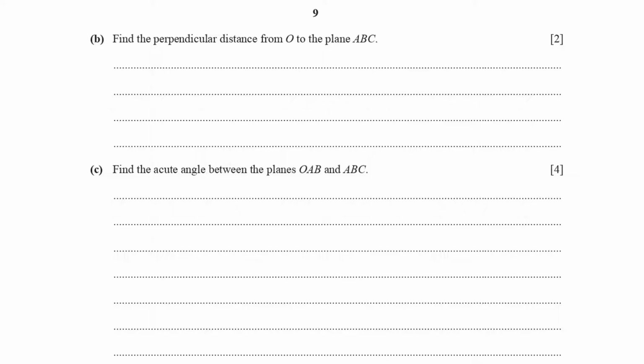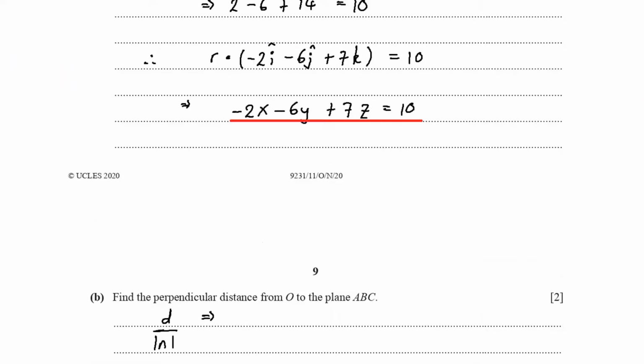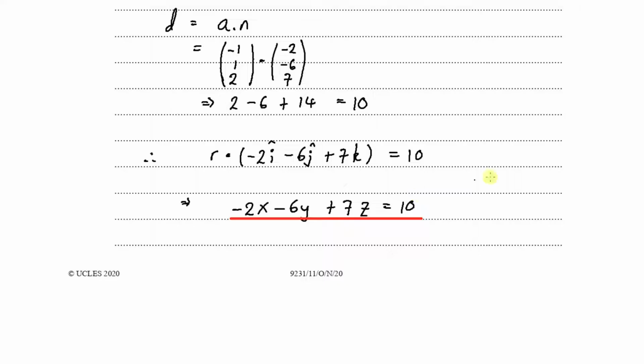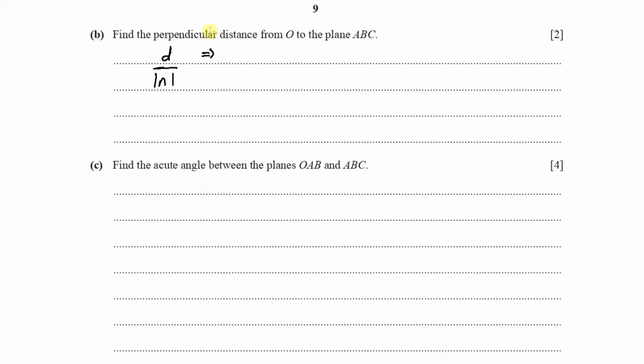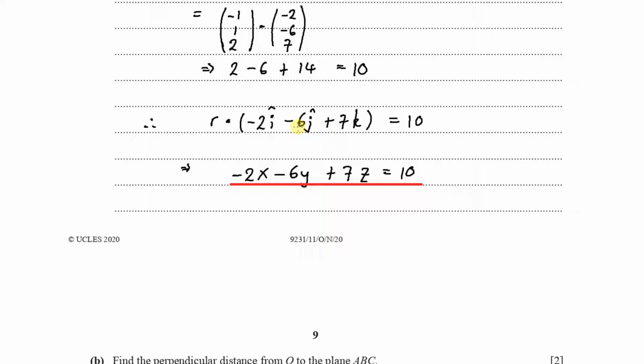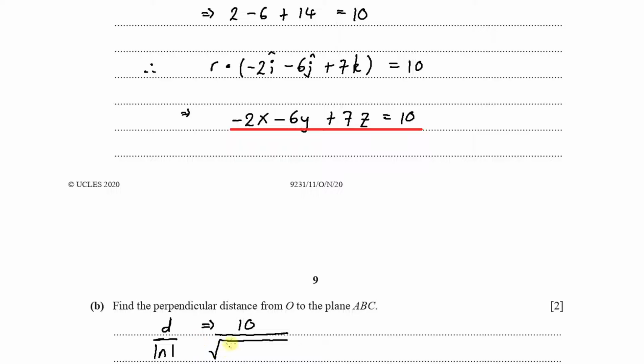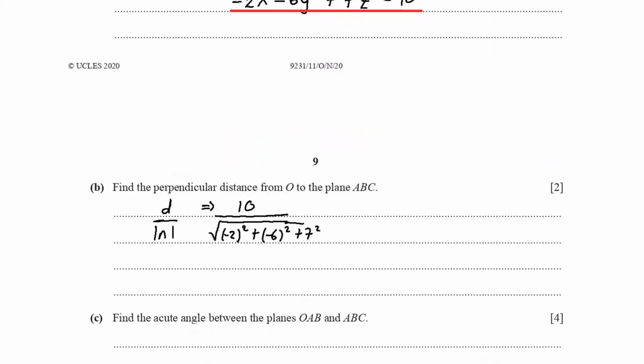Now, to find the distance from the origin to the plane, we're going to say d over modulus of n. Now, we had gotten d to be 10, so we have 10 here. And it's divided by the modulus of n, that's the normal. So it'll be the square root of, and the normal, we'd gotten it to be minus 2i minus 6j plus 7k. So this is going to be minus 2 squared plus minus 6 squared plus 7 squared. So this is what we have.